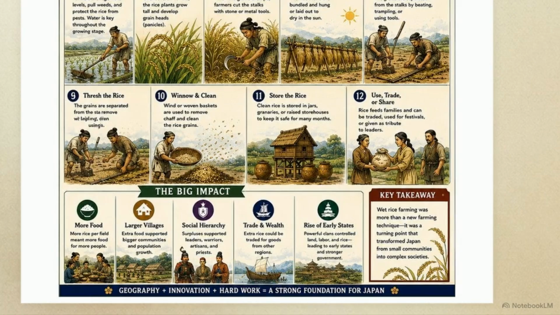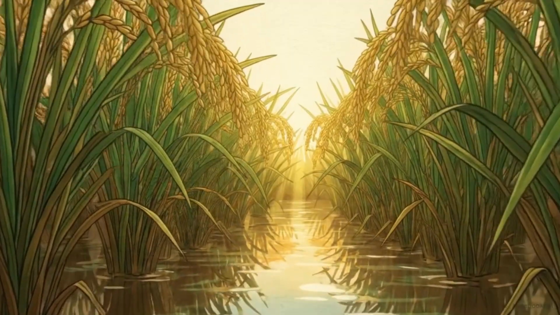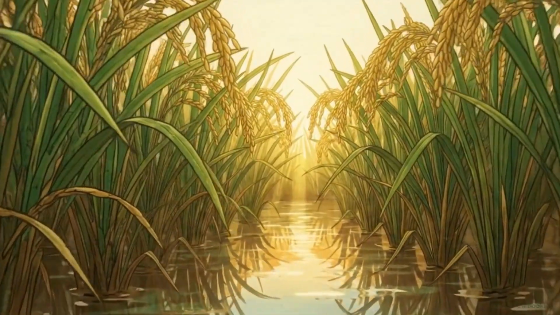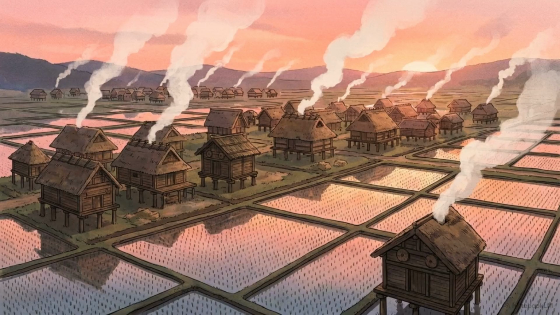The rice paddy is more than just a farm. It is a human-engineered ecosystem that relies on a deep understanding of how water and oxygen affect plant growth. Mastering this balance provided the stability necessary for early Japanese civilization to thrive.